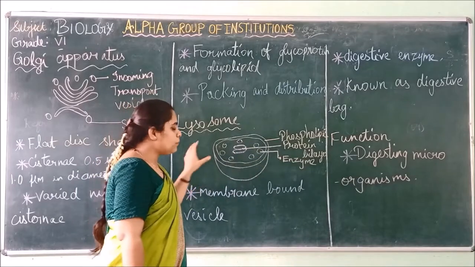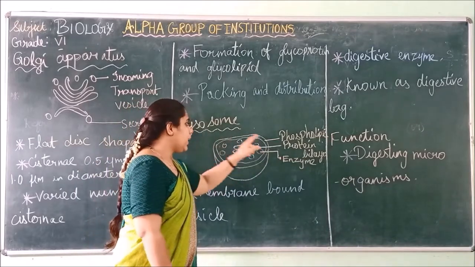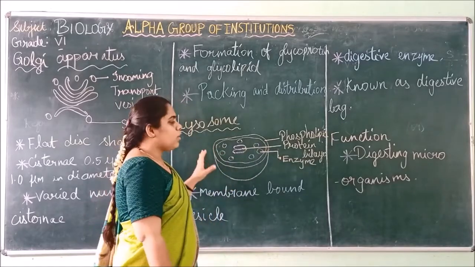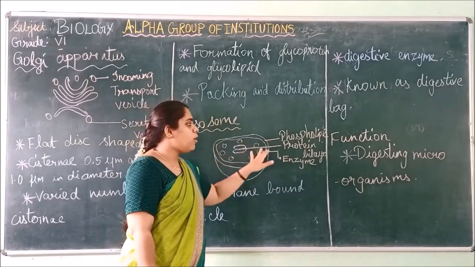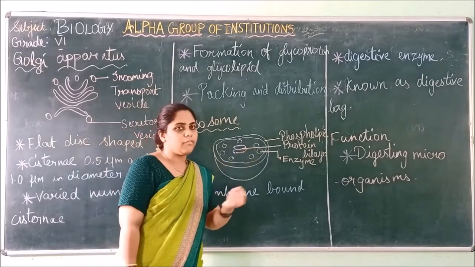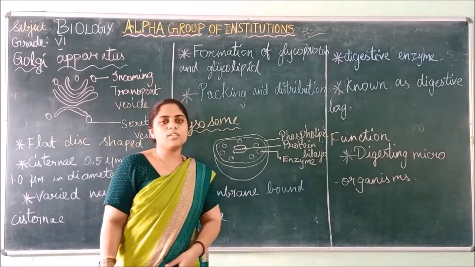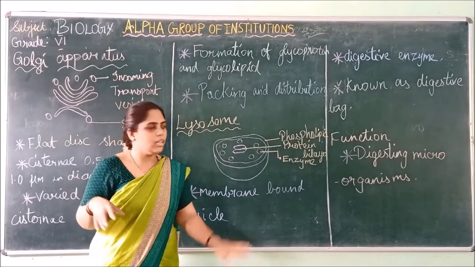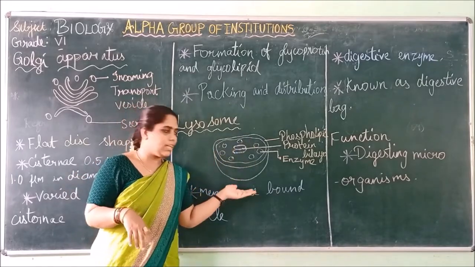You can see the structure of the lysosome. There are two layers of phospholipid, like the plasma membrane. Here also in the lysosome there is a two-layer phospholipid membrane, and in the center you can find some proteins and around it some enzymes. Those enzymes are the digestive enzymes. To digest the food, these enzymes are present. So this is the structure of the lysosome.